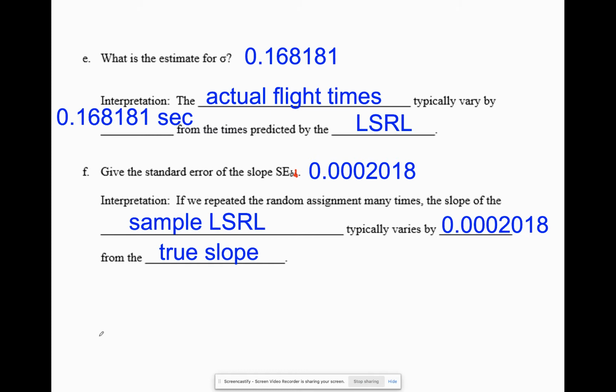So this might be a little easier to think of in the context of our seating example. Remember what we did is we took everybody's scores and we randomly assigned them to seats. And we can repeat that process many, many times. So what this is telling us is, if we did that process with the helicopters many, many times, how much would the slope of the sample least squared regression line that we get vary from the true slope.